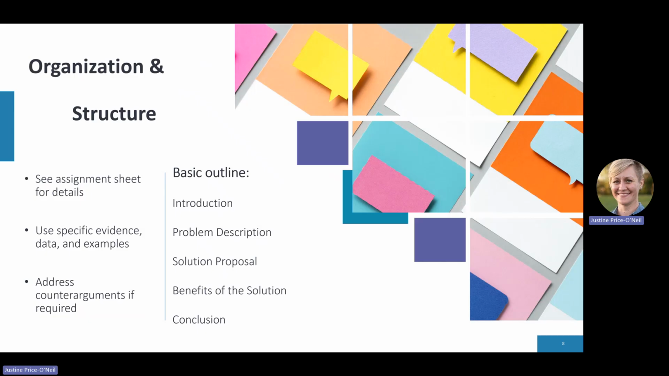Okay, so after you have explored the problem and the solution, you're ready to start thinking about the organization and structure of your essay. So again, it's really important to see your assignment sheet for details. Many times instructors will write a sample outline right on your assignment sheet to show you exactly how they want the essay organized. You would want to make sure that you're using specific evidence and data and examples to support your points about both the problem and the solution.